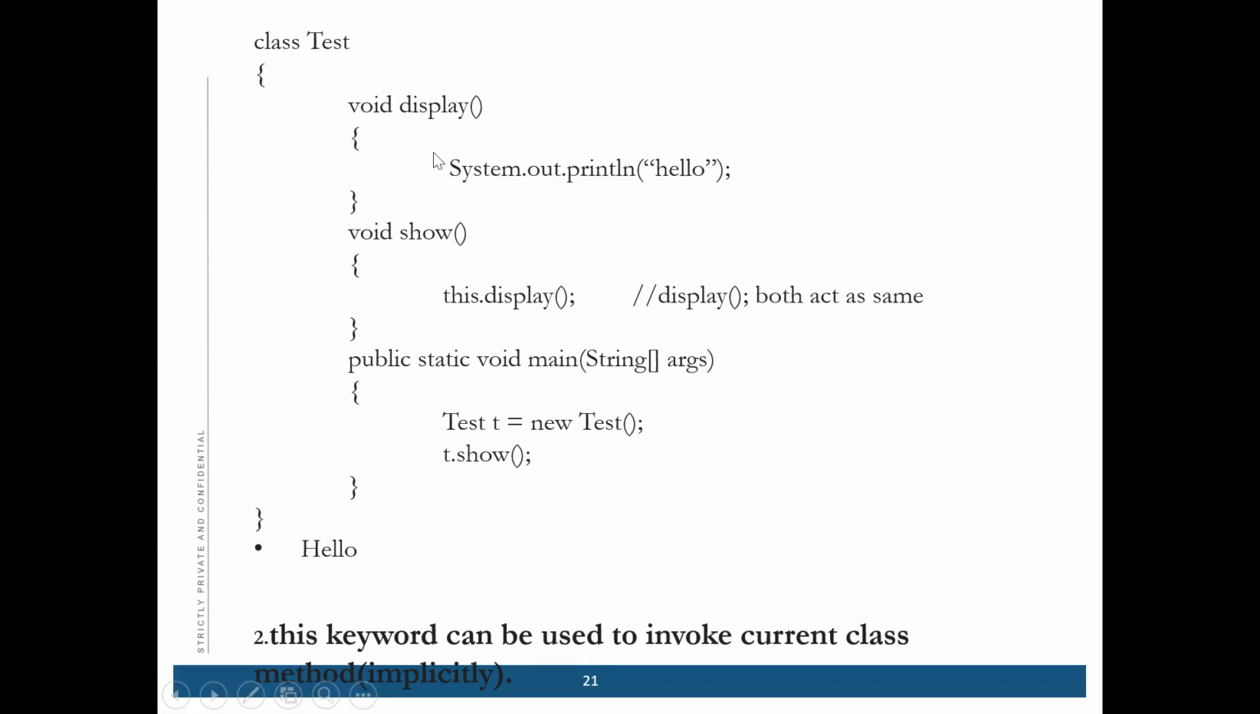Now suppose I have created these two methods in a test class. One is display and one is show, which calls the display method. In the main method, I've just created an object of the test class and I'm calling this show method, which already has this display method. Okay. What I have to do?